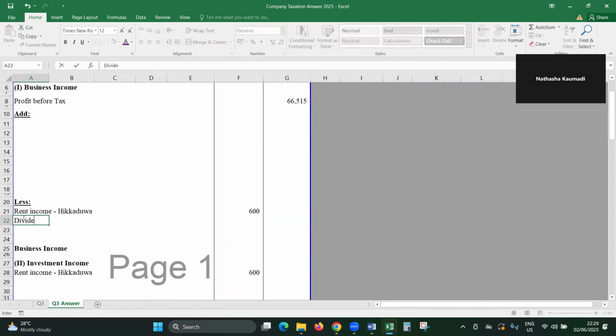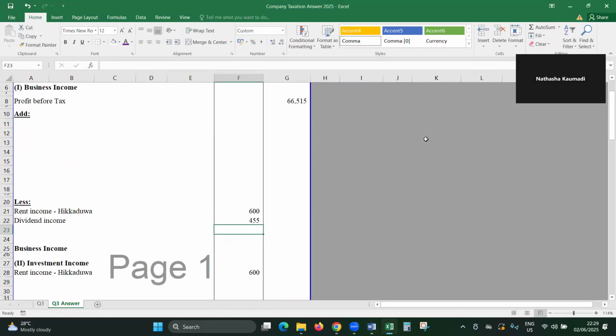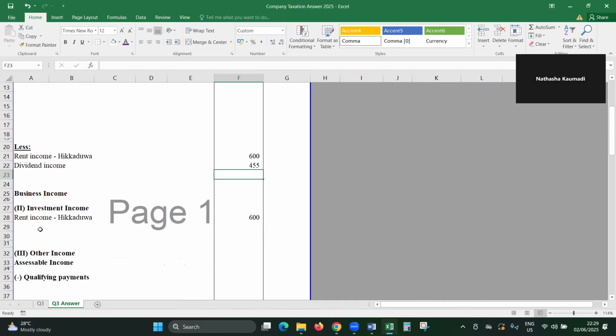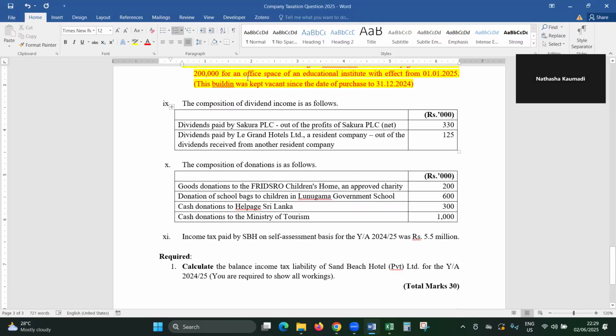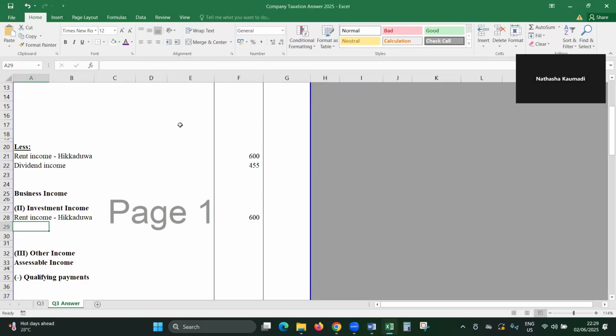Dividend income. How much is the total of dividend incomes? 455. And I go to investment income and then I can add, right? Coming under investment income, I can add. So what is the composition of dividend income? Dividends paid by Sakura PLC, right? Dividends paid by Sakura PLC.